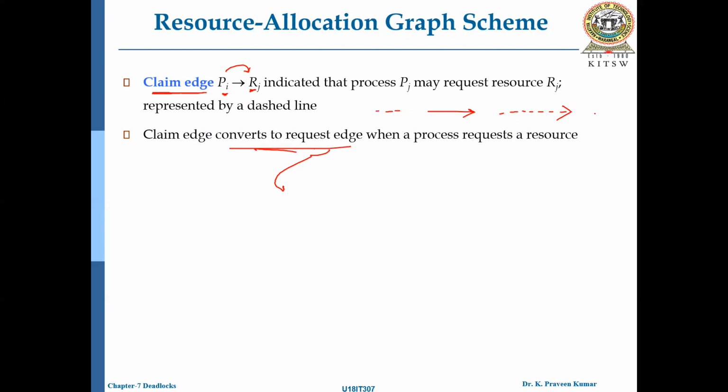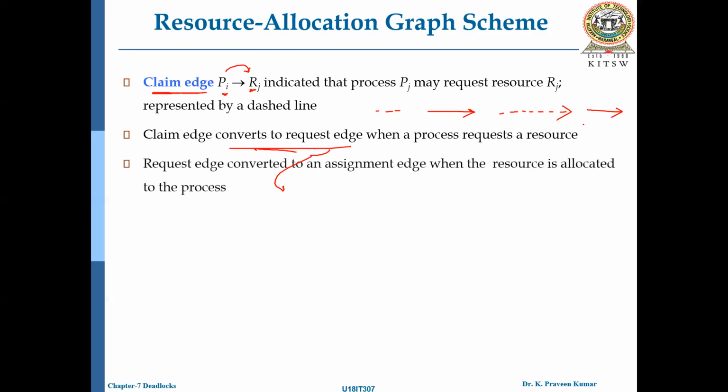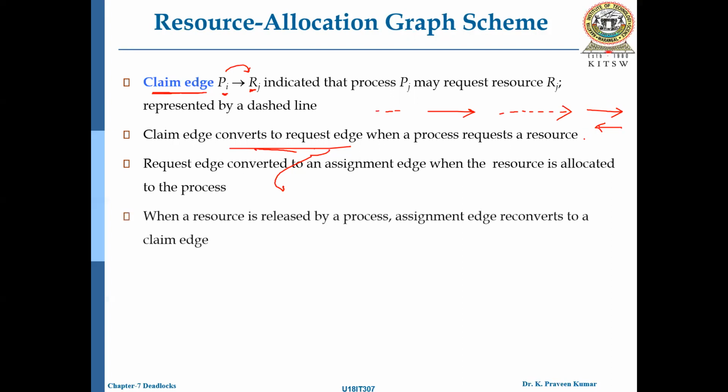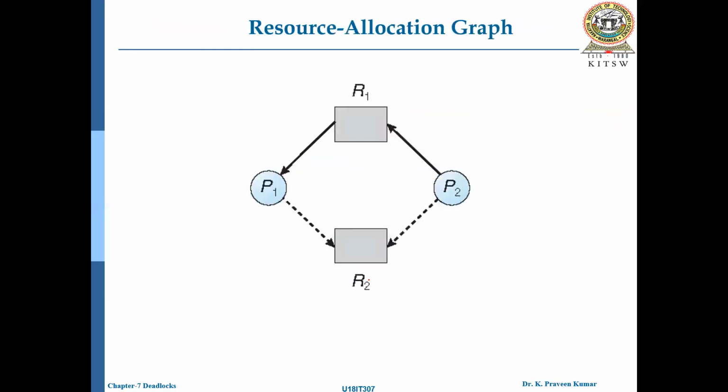Initially it is a claim edge, then it will check the status of the system. If it doesn't lead to deadlock, then the claim edge will be converted to the request edge when the process requests the resource, and the request edge is converted to the assignment edge when the resource is allocated to the process. When a resource is released by a process, the assignment edge converts back to the claim edge, and resources must be claimed a priori in the system.